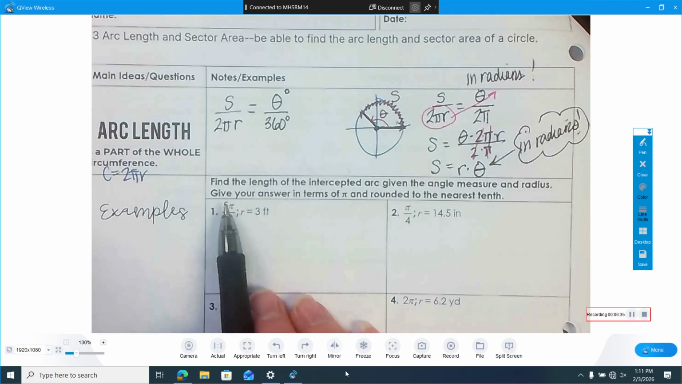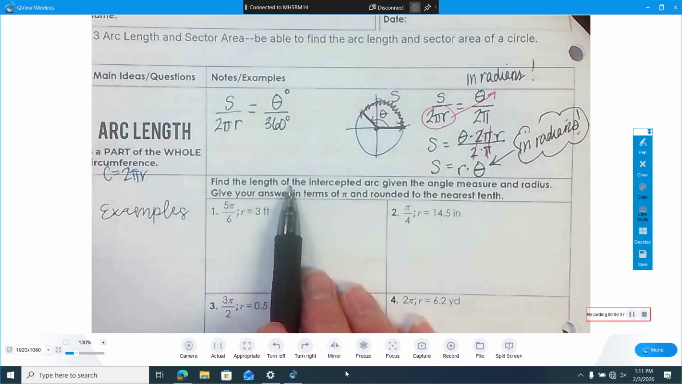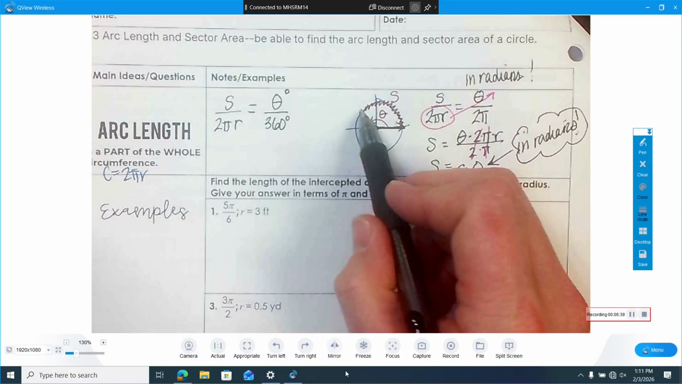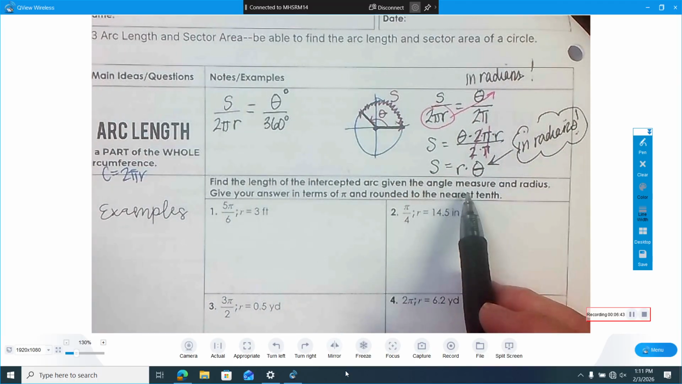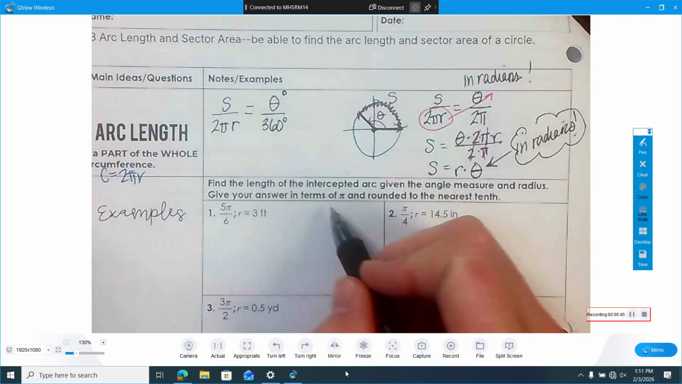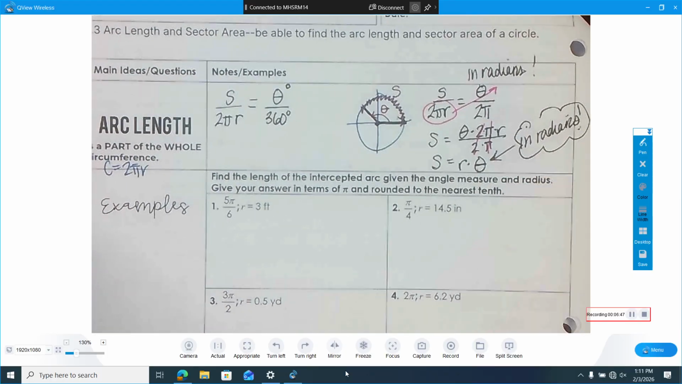So here, for example, we want to find the length of the intercepted arc. That is what this S is, the length of the intercepted arc, given the angle measures and radius. Give your answers in terms of pi and then rounded to the nearest tenth.